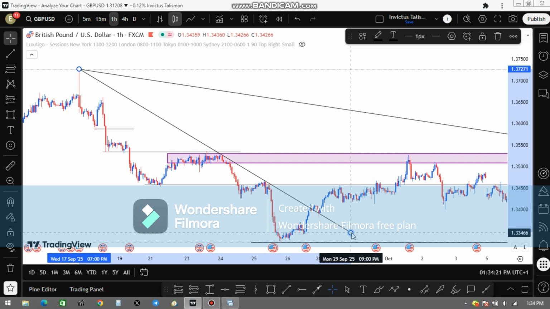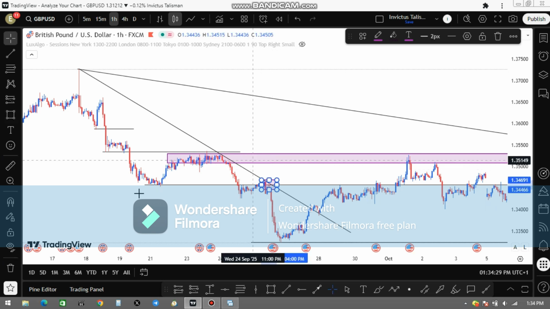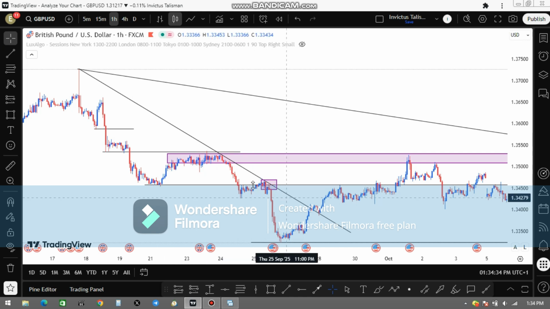So that's basically it. We have something like that here. Here, the price did not come back to the previous supply zone. Here is this supply zone, and here is a resistance zone. But price came back here. This is the previous resistance, and this is a trend line.